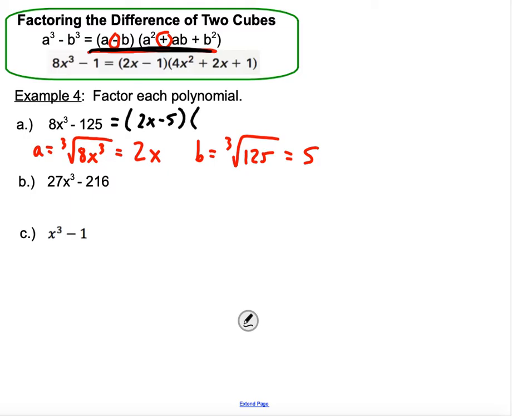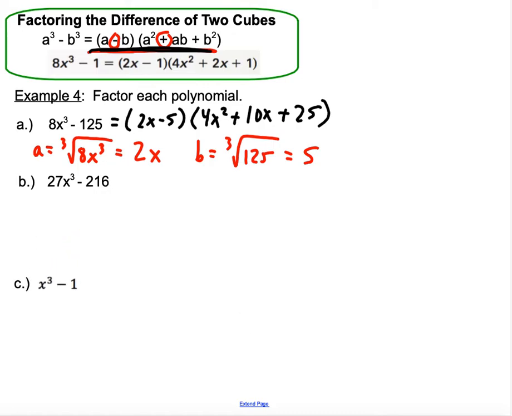Times, another set of parentheses over there says a squared. So you have to square both the 2 and the x. If you square 2, you get 4. If you square x, you get x squared, so 4x squared. Plus ab, so that'd be 2x times 5, and 2x times 5 is 10x. Plus b squared, that'd be 5 squared, which would be 25. And there we have it.